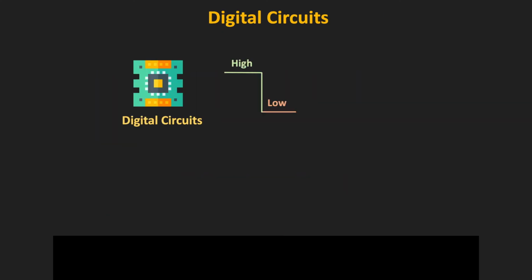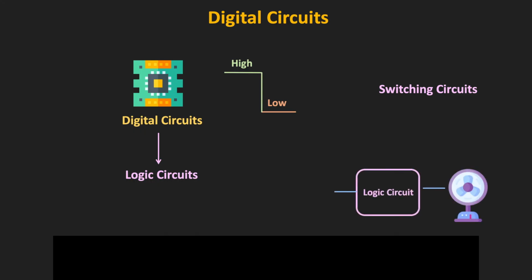Now in these digital circuits, since the voltage level continuously switches between the high and the low levels, they are also known as the switching circuits. And using these digital circuits, it is also possible to perform several logic operations where the output is high or low based on certain logic conditions, and therefore they are also known as the logic circuits. For example, using this digital circuit, it is possible to design a circuit which will turn on the fan when it is daytime and whenever the temperature goes beyond 25 degrees.